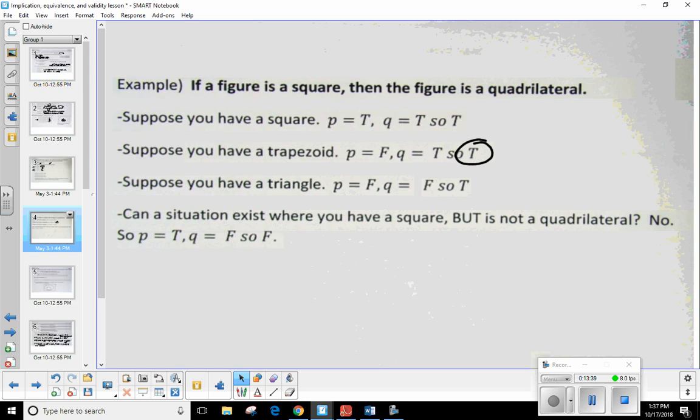You're confused? Okay, well, what's up? But I thought it was a truth table. If it was a false, true, it'd be false. No, if it's true, false. If it's true, false. Okay.